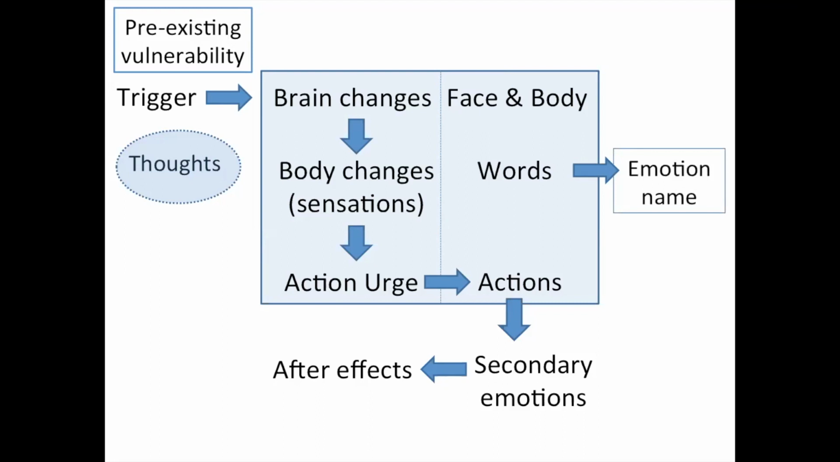And another thing we need to do is label our emotions. The whole point of this model is we're trying to start noticing what the sequence of events is in relation to our emotional world, and we want to be able to start naming and labeling what feelings we have.